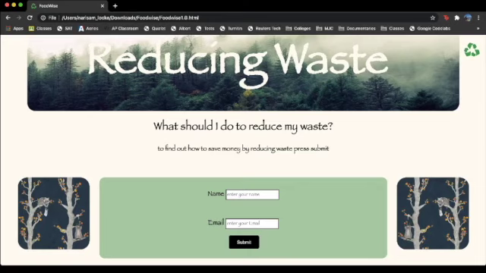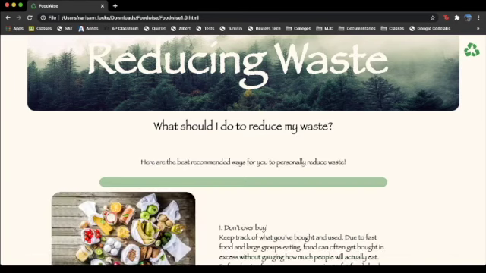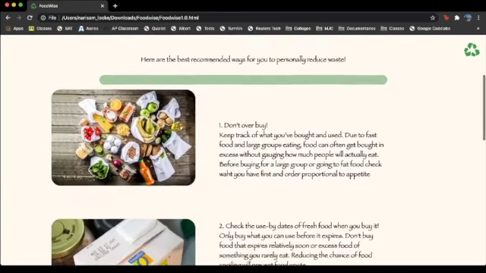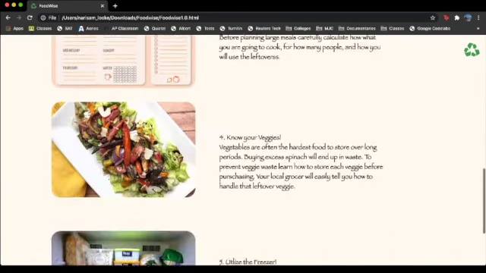You're going to enter in your name or email if you want to subscribe to our newsletter and get emailed the results of your quiz. If not, you can continue on. You get this ordered list of 1 through 5 recommendations on how to reduce food waste.